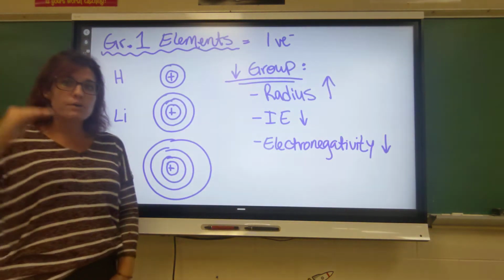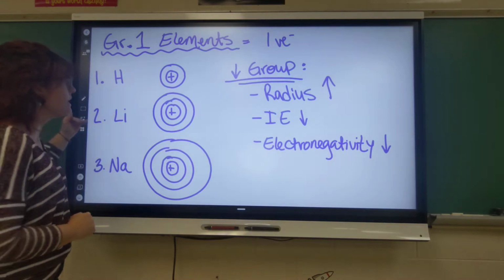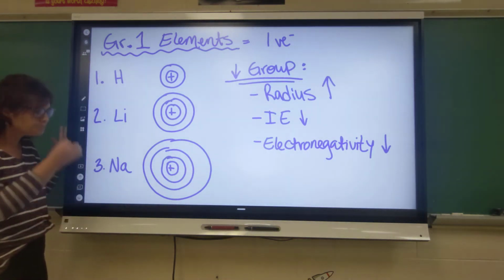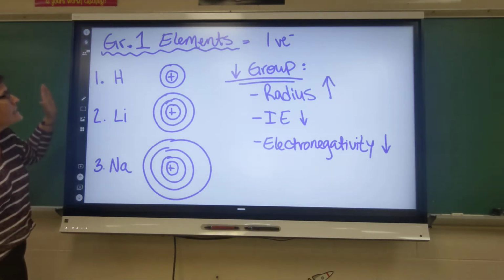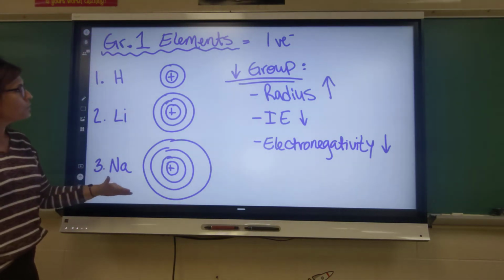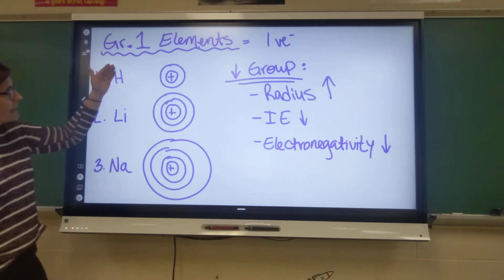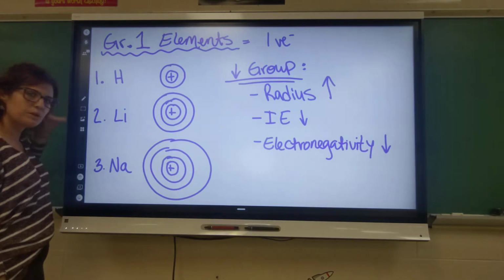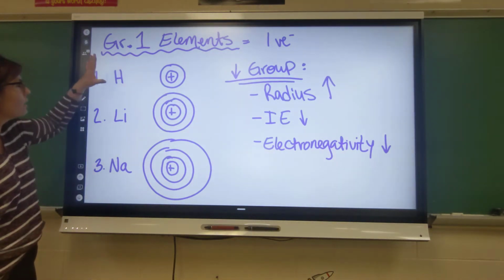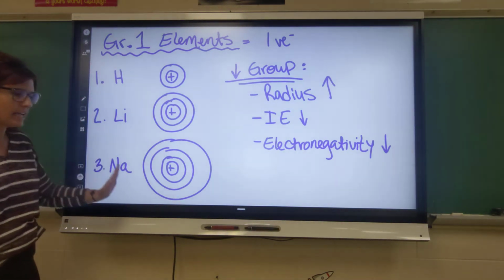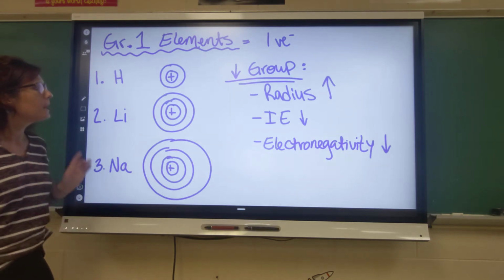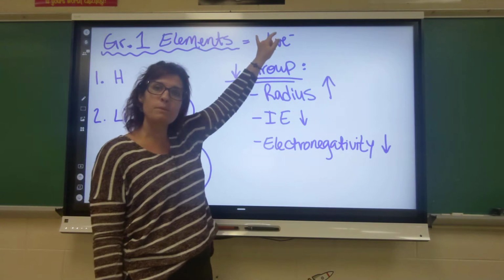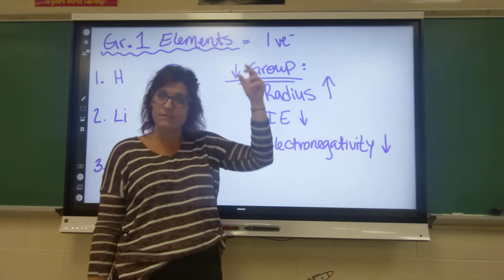So as we move down a group on the periodic table, you can see here, these are some group 1 elements that I've drawn out. And as we move down a group, you can see that the number of energy levels increases dependent on which period we're in. So I've drawn out a hydrogen atom, a lithium atom, and a sodium atom here. Also, a very important thing to note is that each of these have the same number of valence electrons. That's why they behave similarly.